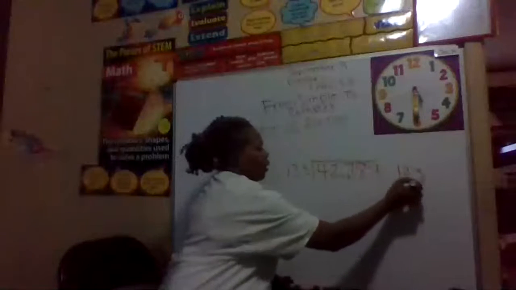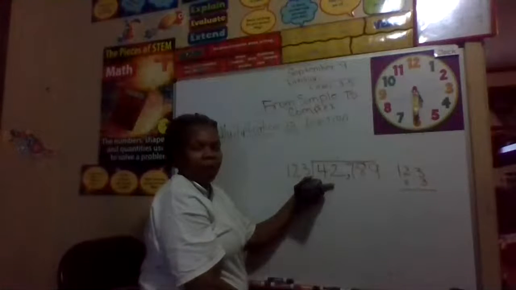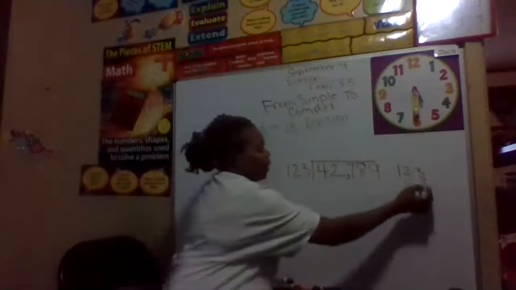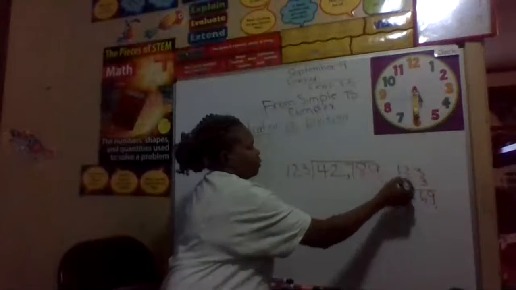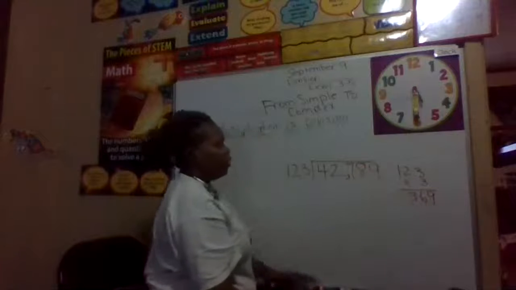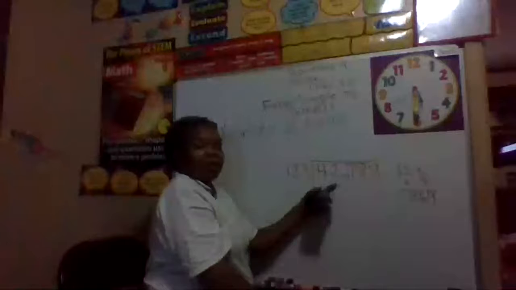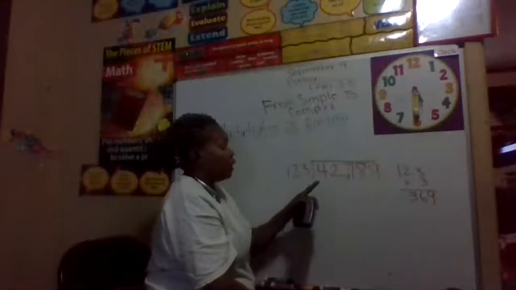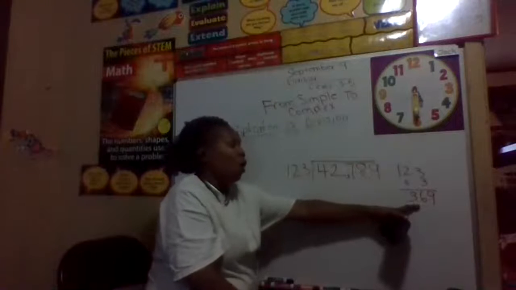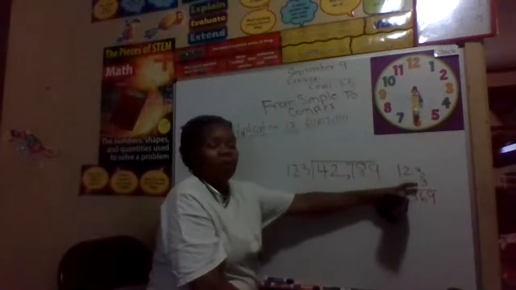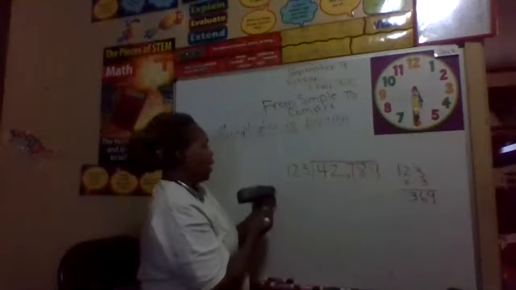123 times 3, because we know we're going to use 3 of them since we have 400. Let's multiply. 3 times 3 is 9. 2 times 3 is 6. 3 times 1 is 3. We have 369. Now, we can do one of 2 things. We can subtract 369 from 427 and see how many is left, or we can multiply 123 by the next multiple, which is 4. What do we do? Multiply. Let's go.